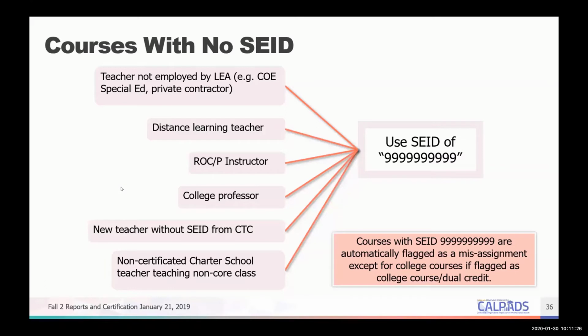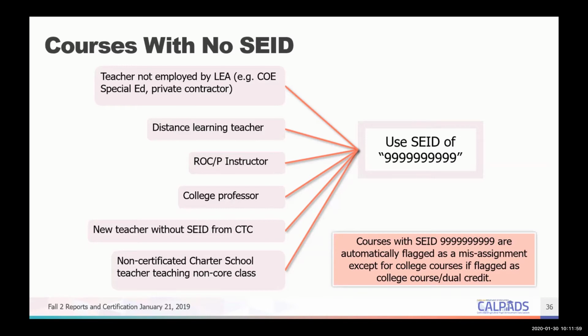And so there's going to be occasions when you have to report a course section with no SEID, right? You're going to have college courses, ROP courses, distance learning courses. You may have a charter school with a teacher with no SEID this year. And then there are new teachers who don't have SEIDs from the CTC yet. And then we have a note that says courses with the generic SEID of 999 are automatically flagged for misassignment, right?